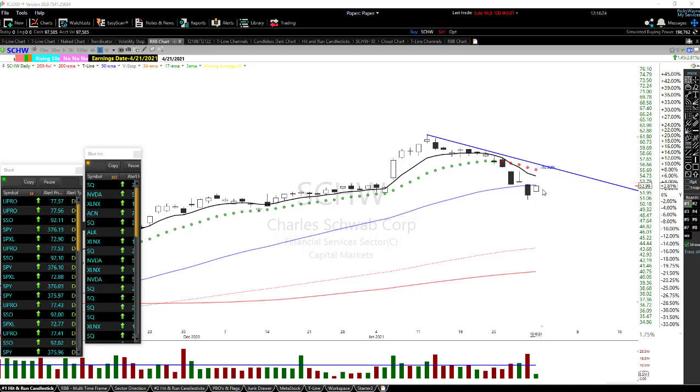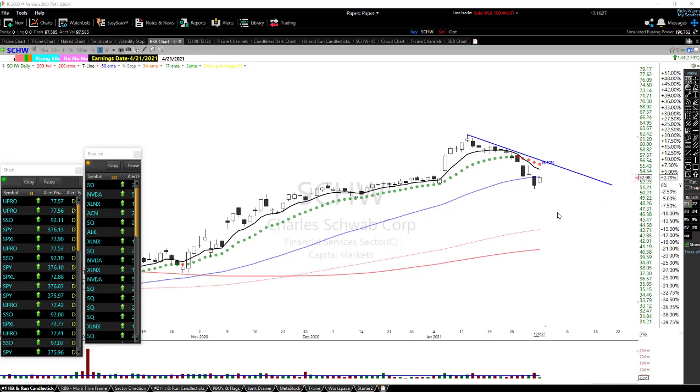So as I look at this chart, there's not one stinking thing on here that suggests bullishness right now. Doesn't matter of the intraday chart.